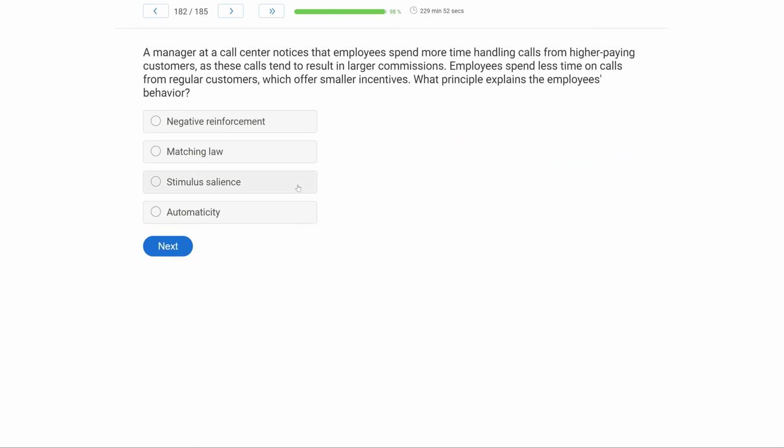C, stimulus salience. This has to do with the presence of the stimulus in the environment. Not necessarily the case here since they're making phone calls, so it's not really the salience of the customers. And then D, automaticity. Automaticity would have to do with the employees not being aware they're being reinforced. Well, employees are choosing to go to the higher pay. They know what reinforcement they're getting, higher pay. So by doing that, they understand reinforcement's available. The principle that would best explain this would be B, matching law.